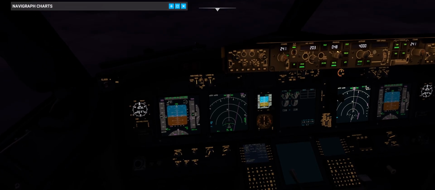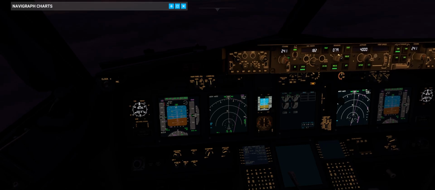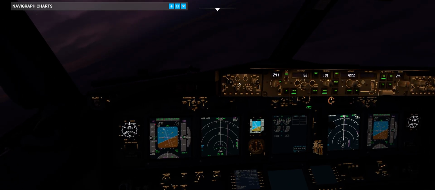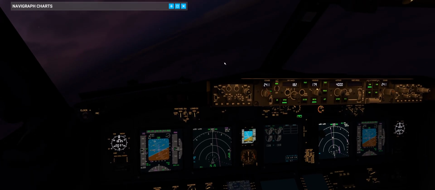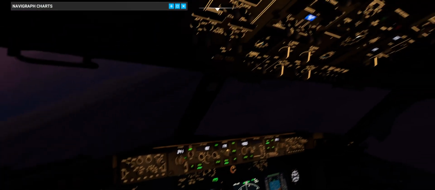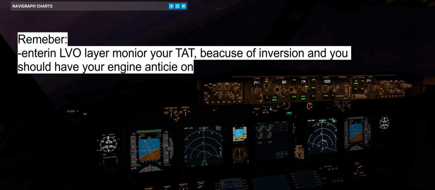And as soon as we are ready for turn, for example I put flaps 1, we can just turn to our base leg. And remember, if you are flying with low visibility, you may encounter some kind of wind shear when you're entering the clouds, or you have to account for the lowest temperature. So if you are entering low visibility clouds, you constantly monitor your total air temperature in order to put the engine anti-ice on, because within the fog, that means that you have an isothermal or inversion layer. So do not forget about it.